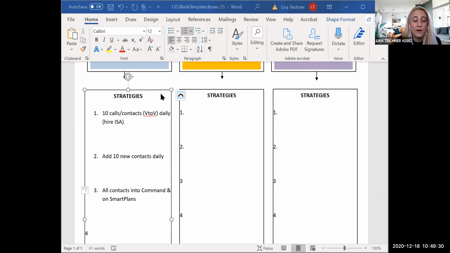Tony says, my number one priority is making sure all my database has information, context. Exactly. Make sure that you have all that information in there. And okay, I think we've answered all the questions for now. So let's go on to strategies.